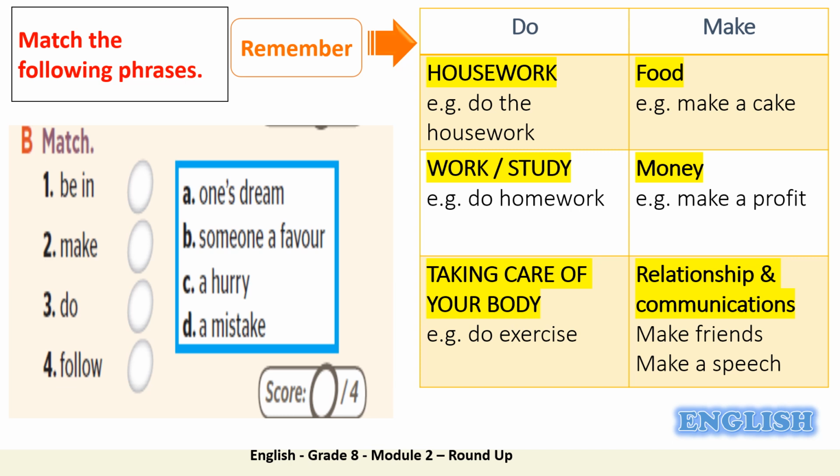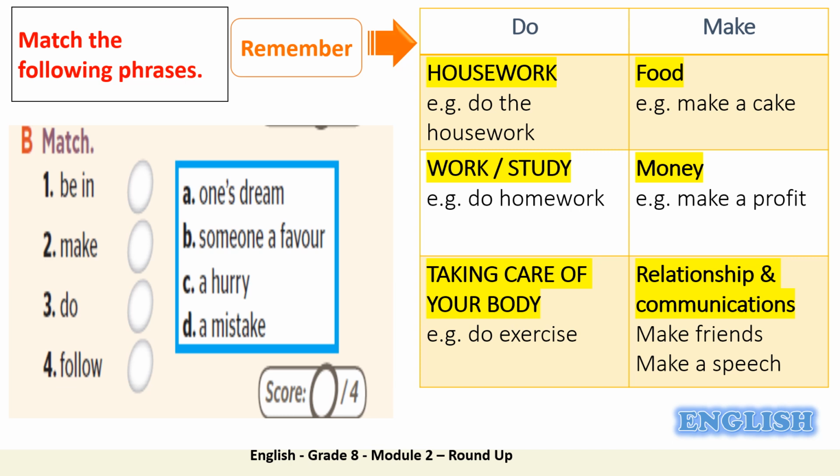On the other side, make. Food, like if I say make a cake, make a pizza, make orange juice. Also, we use it when we speak about money, like if I say make a profit. Also, you can say make money. The last one, relationship and communications, like when we say make friends, make a speech. Now pause the video, do the task and get back.